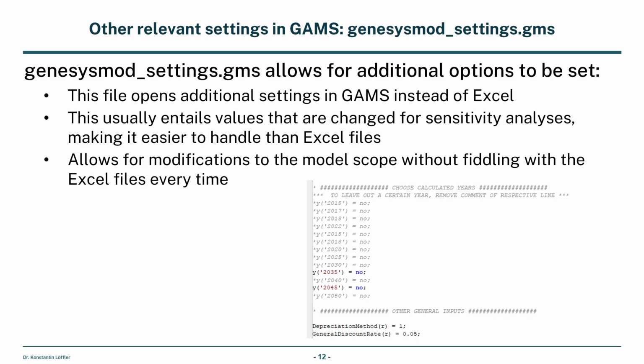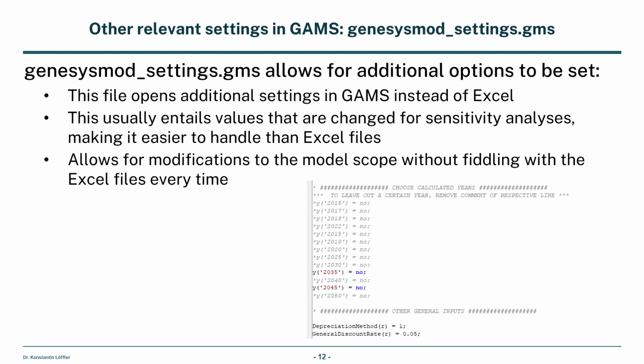Because the issue with Excel is usually it takes a while. You need to open a separate program. Excel files also don't have proper version control if you're working in a Git environment. So this just makes it much easier to do some operations if you do it immediately in GAMS. And this allows you to do some modifications to the model scope on the fly, essentially.